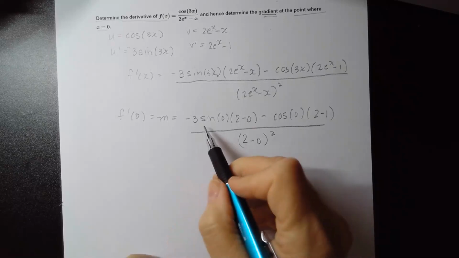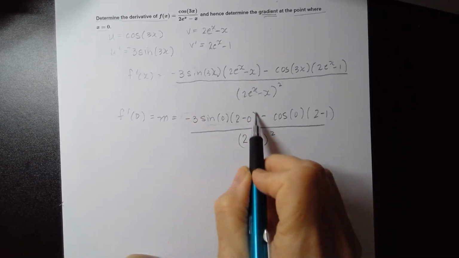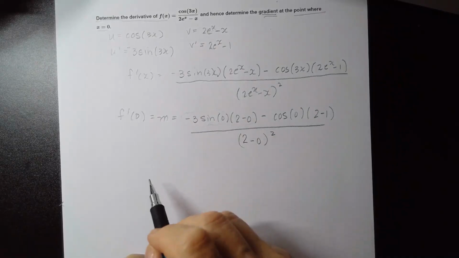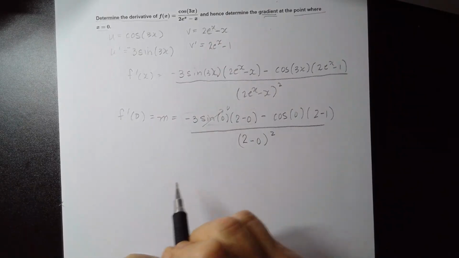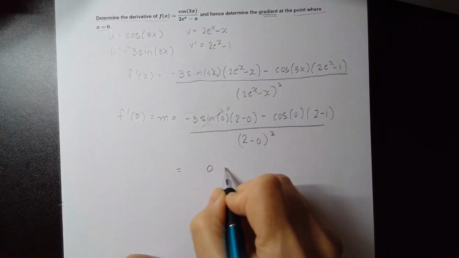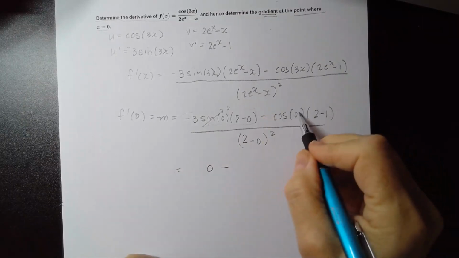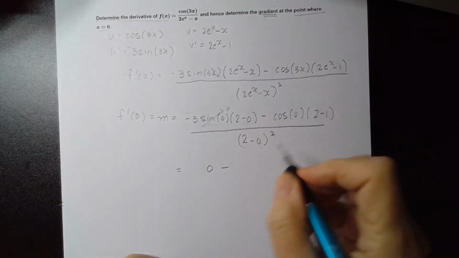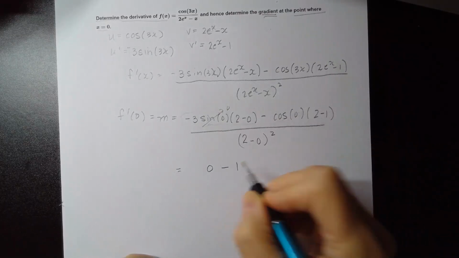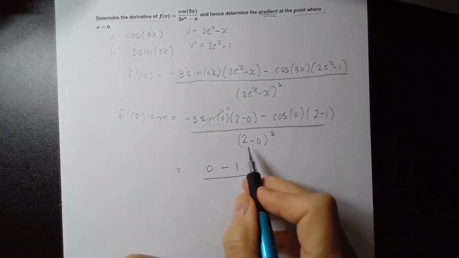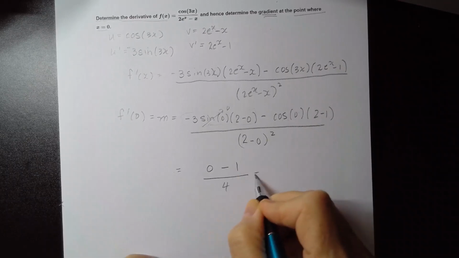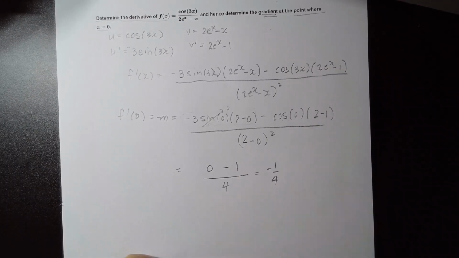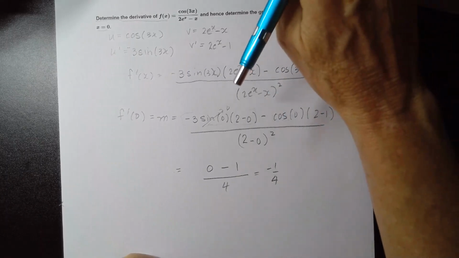All right. So this first part is just one big multiplication, and sine of 0 is 0. It's one of the boundary values. It's 0, so that's gone. So this answer is 0 minus, and cos of 0 is 1, and 2 minus 1 is 1. So 1 times 1 is 1. And then down here I get 2 minus 0 is 2, and 2 squared is 4. So the answer to this is negative 1/4. And that's that. Do the problems at the top.